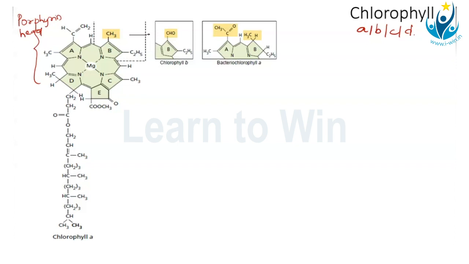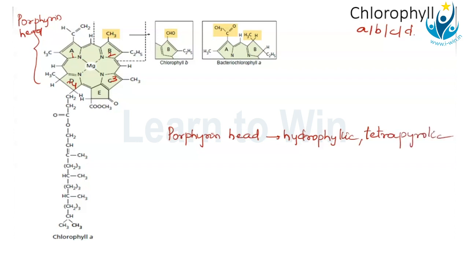This head is hydrophilic in nature. So the porphyrin head is hydrophilic in nature, and so let me write it here. The porphyrin head, what is it? It is hydrophilic, means it is water loving. And it is made up of four pyrrole rings. So 1, 2, 3, 4. That's why this is called tetrapyrrolic in nature.